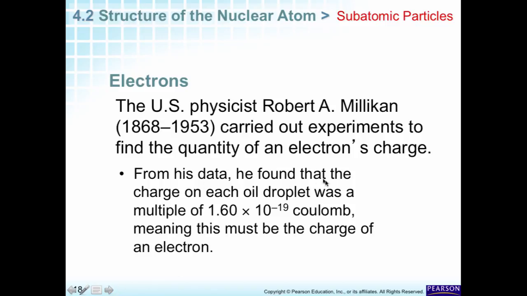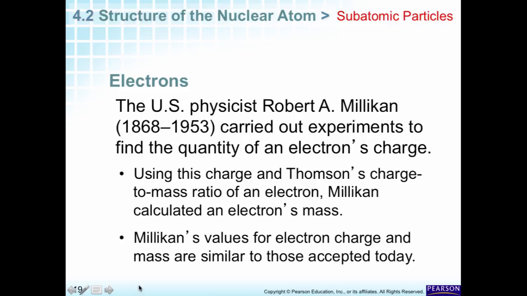And from this experiment, he found that the charge on each oil droplet was 1.6 times 10 to the minus 19 coulomb, which is a measure of charge. So he said this was the charge of an electron. Okay, and from this information, using Thomson's calculation on the charge to mass ratio of an electron, Millikan could then calculate an electron's mass. And it's very, very close to what we use today.